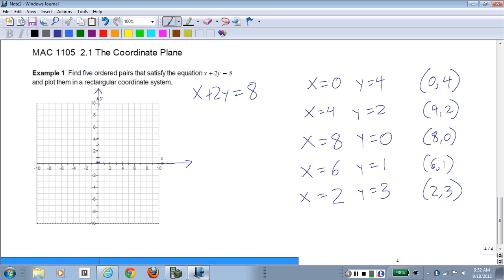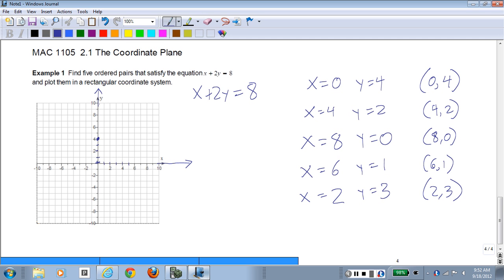Now the x-coordinate basically is how far to the right or to the left we go along the x-axis. If x equals 0, we don't go to the right or to the left. We stay on the y-axis. And y equals 4, that means we go 4 units straight up.